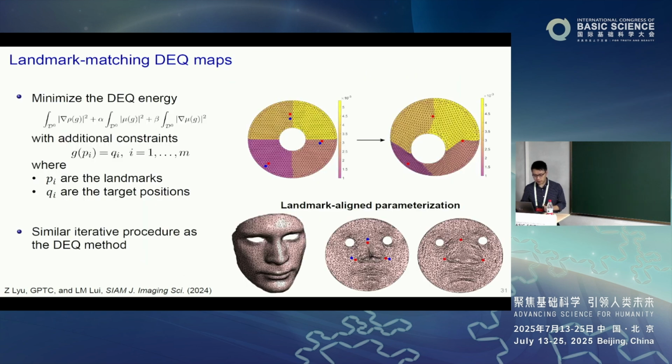And as we mentioned in the very beginning, we also want to accommodate landmark constraints. So here we can see that we can just add some additional constraint in this variational formulation easily. Here P is the landmarks and Q are the target positions. And we can easily achieve this kind of landmark matching effect. The iterative scheme is quite similar to the DEQ method. And here's just one other example showing that we can have this kind of landmark-aligned parameterization.